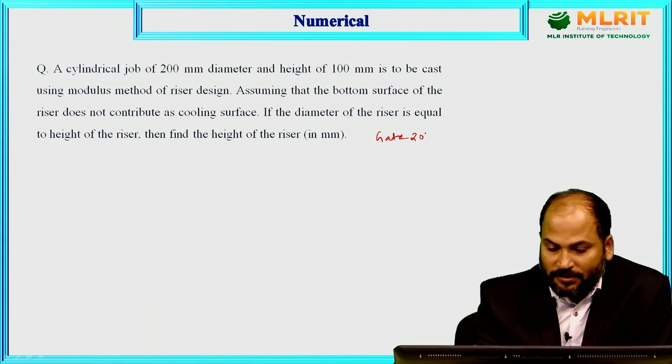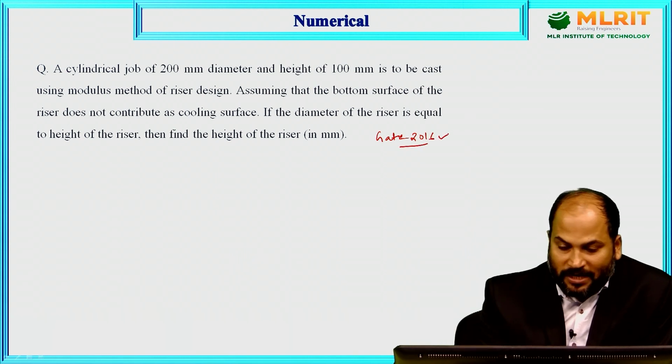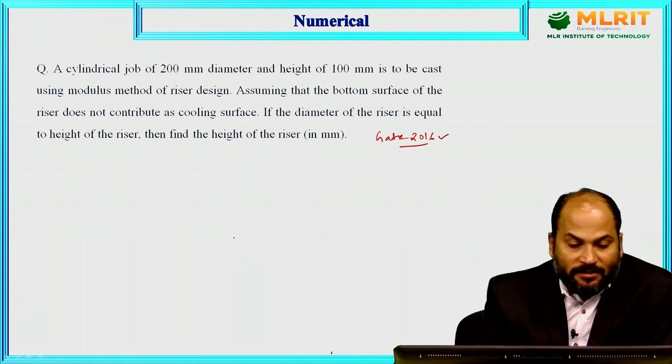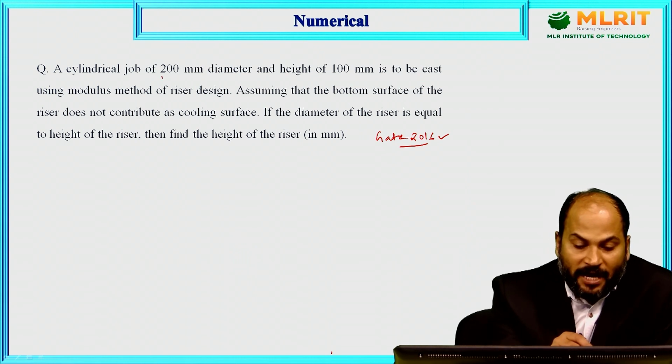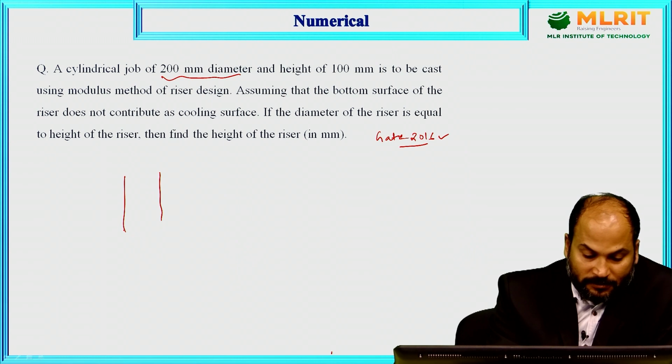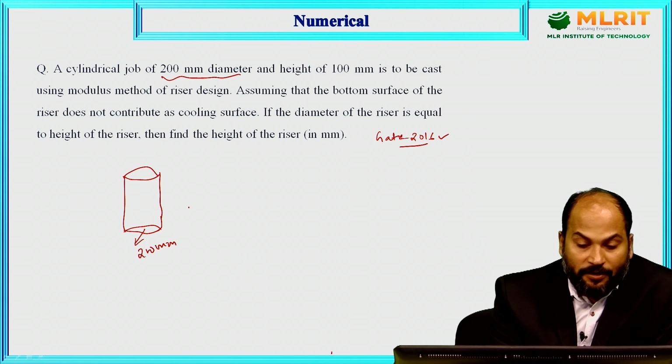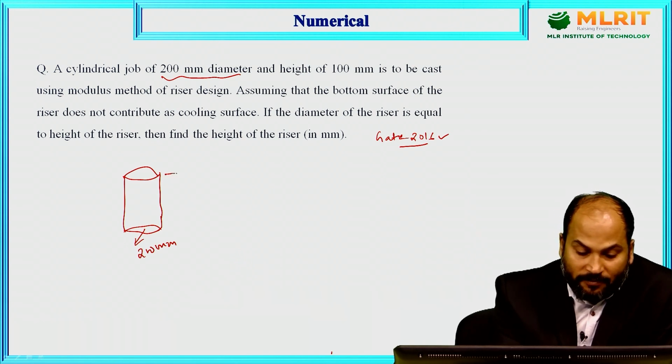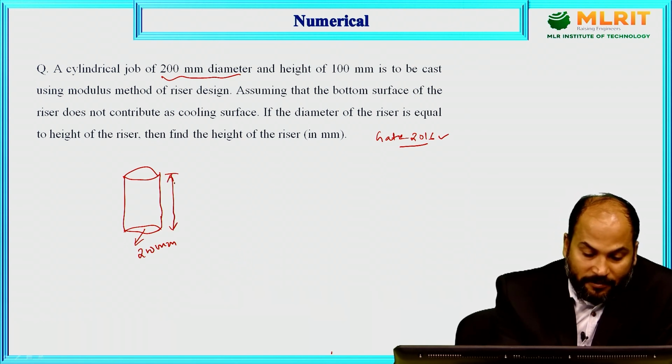GATE 2016. So, what does this numerical say? A cylindrical job of 200 mm diameter. Suppose this is a cylinder of 200 mm diameter, and a height of 100 mm. This height has been given as 100 mm.